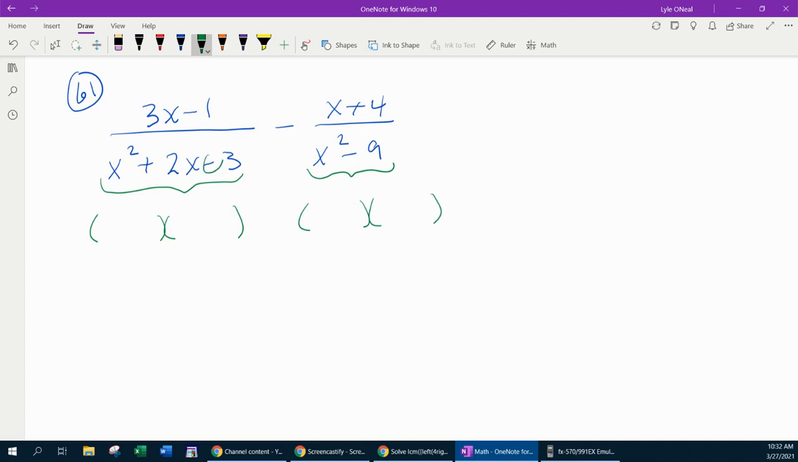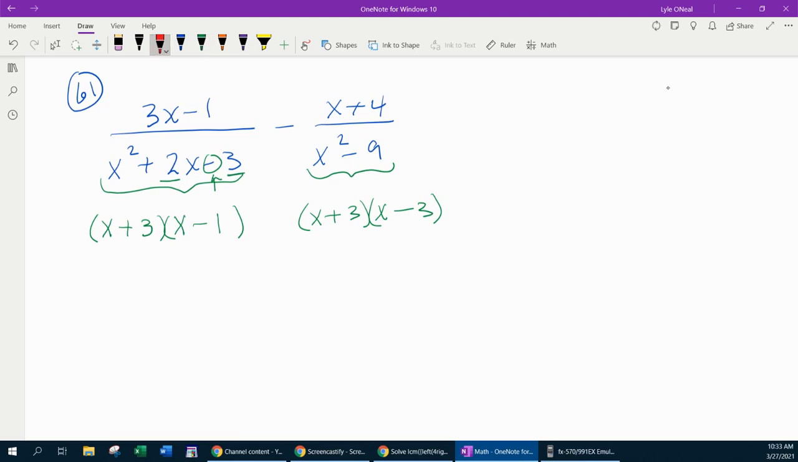For the trinomial, if I read the signs, they are going to be different. Fill in the blanks. I need numbers that multiply to make 3 and subtract to make positive 2. That would be 3 minus 1 to make positive 2. For the difference of squares, the signs are always different. X and x, 3 and 3. Super easy. Now, to find the LCD.